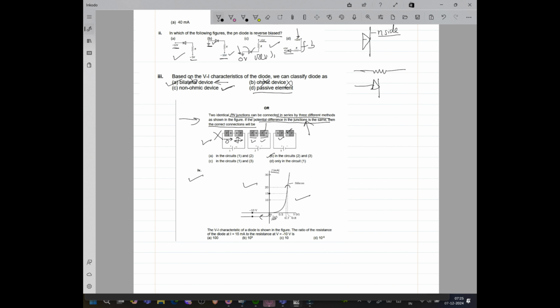And this is I versus V. So this first quadrant is all forward biased and the third quadrant is all reverse biased, where you hardly see any current. All right, it says that the VI characteristic of the diode is shown in the figure. The ratio of the resistance of the diode at 15 milliampere to the resistance at is given by what? Okay, we have to find the ratio of two resistances, right?